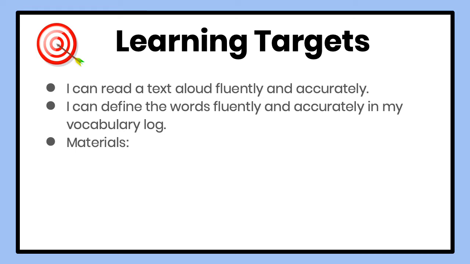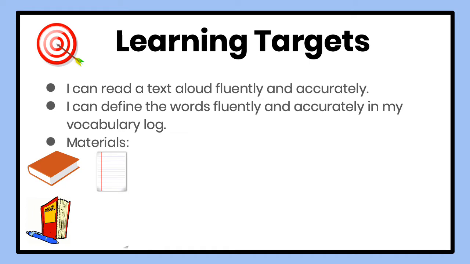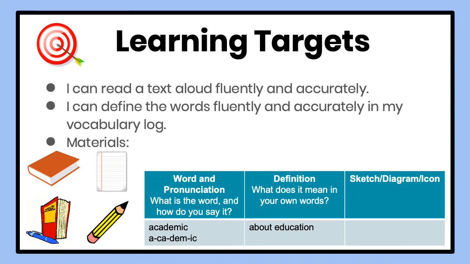The learning targets for today are: I can read a text aloud fluently and accurately, and I can define the words fluently and accurately in my vocabulary log. Your materials are your independent reading text, a journal or a blank sheet of paper, a pencil, and your vocabulary logs from the previous lessons.